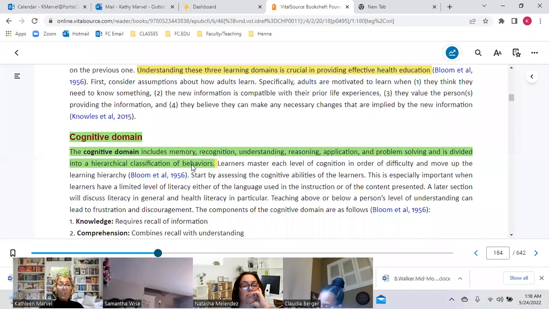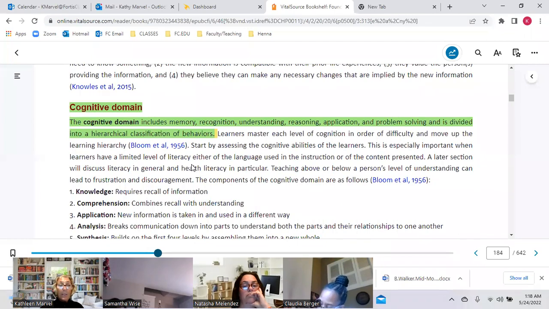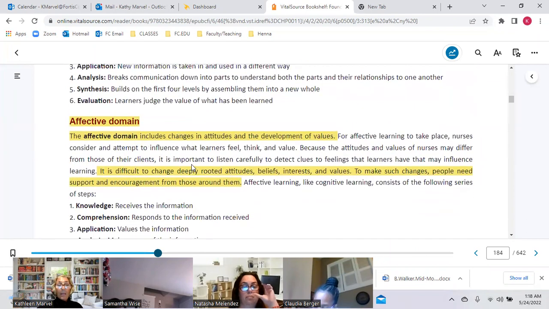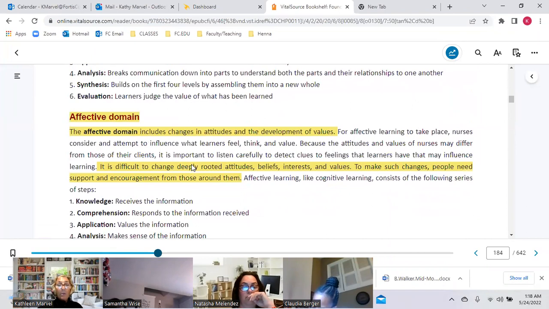Okay, and a little bit more specific with cognitive. Cognitive, we just said, is thinking. So it includes memory, recognition, understanding, reasoning, application, problem solving. Then affective includes changes in attitudes and the development of values. This can be a very difficult domain because a lot of times it's really difficult to change deeply rooted attitudes and beliefs and values. Anybody know a person like that? I do. Where people are just set in their ways and they're not gonna move.